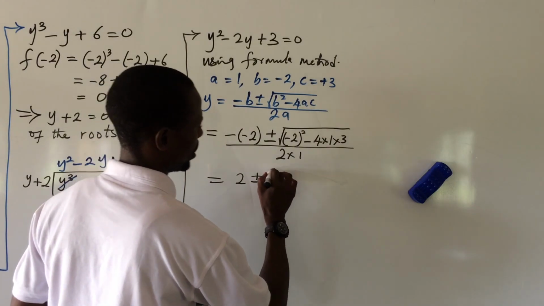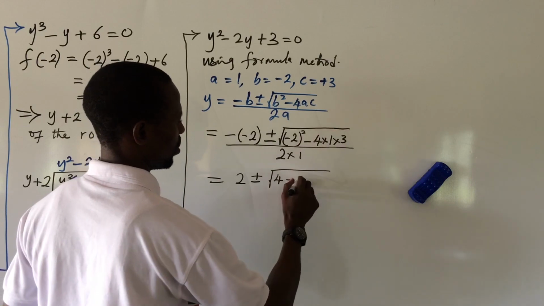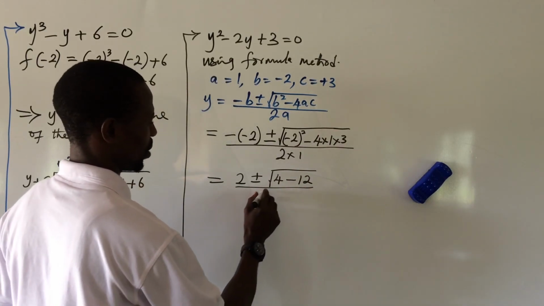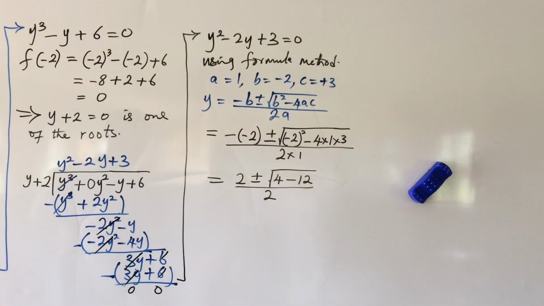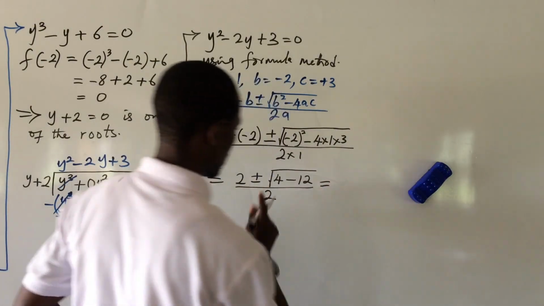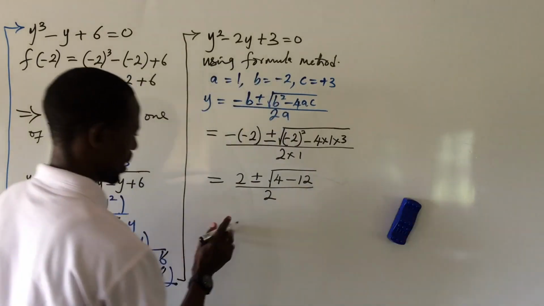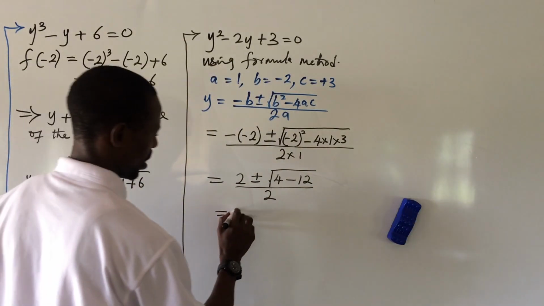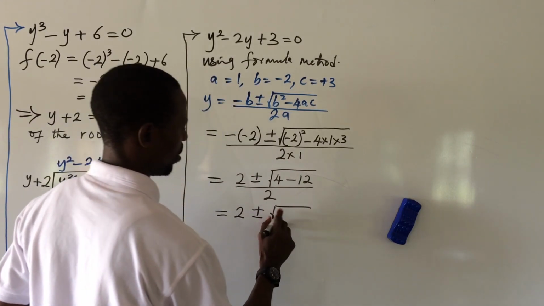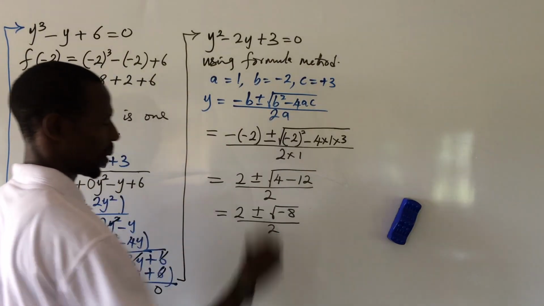Here, we're going to have 4 minus, you're going to give us 12, all over 2. So here we have minus 12. If we simplify this, this will automatically give us... okay, let's come to this other side. So let's still continue on this. We have here 2 plus minus the square root of minus 8 all over 2.